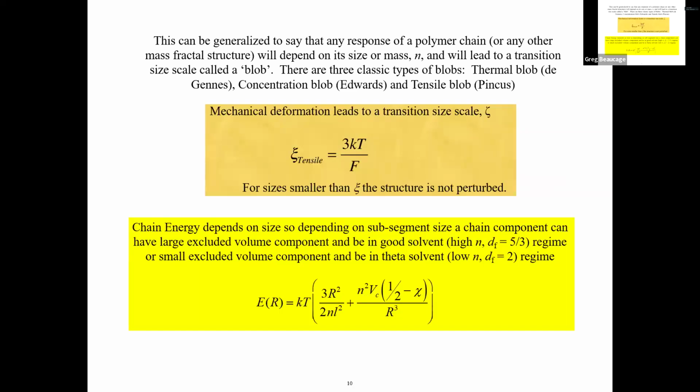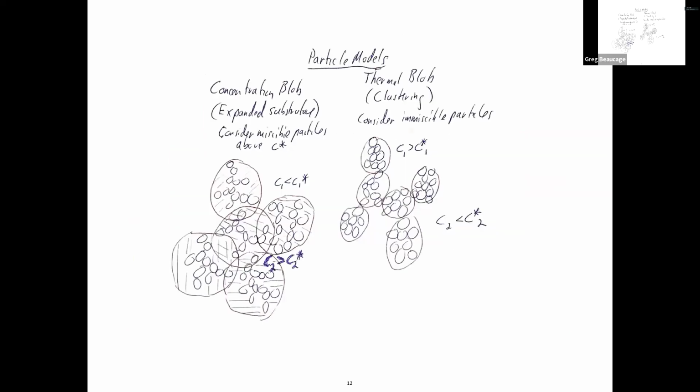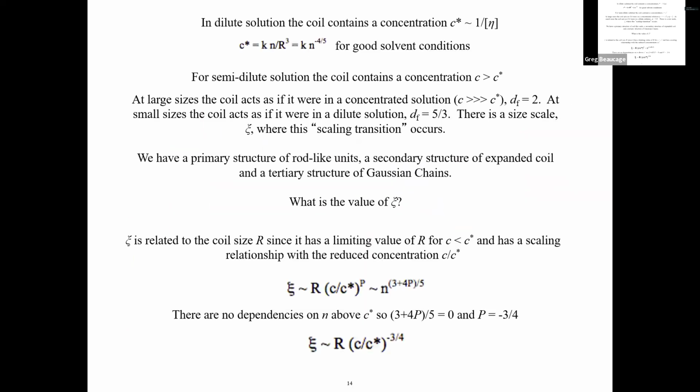So from that, let's see. You can do the same kind of scaling argument for this. You have C star is this thing, and then we have the blob size. At small scale, it's going to be this good solvent scale. So instead of using the concentration, you can reduce it by C star. When you get to C star, this is 1, and then you get the Gaussian coil size.